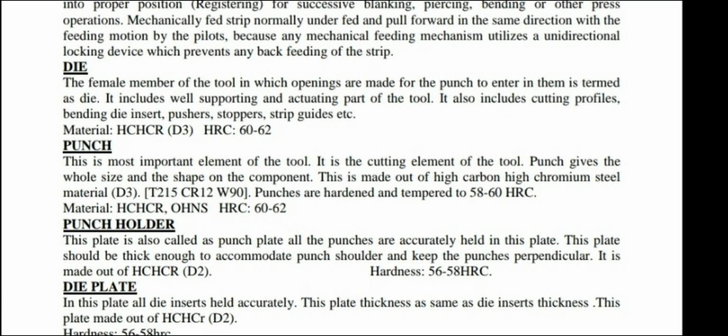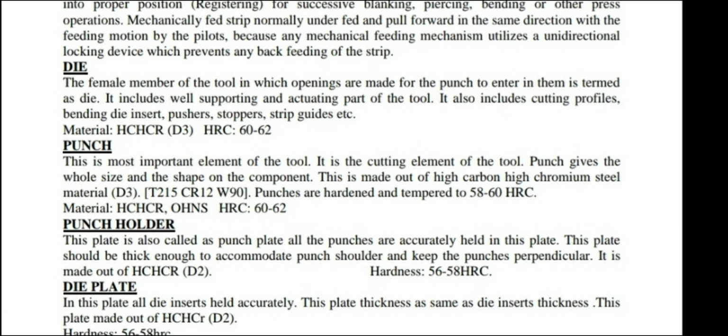A punch alone is not used, a holder is required. So the punch holder plate is also called the punch plate or punch holder. All the punches are accurately held in this plate. This plate should be thick enough to accommodate the punch shoulder and keep the punches perpendicular. It is made out of HCHCR D2. The hardness varies from 56 to 58.